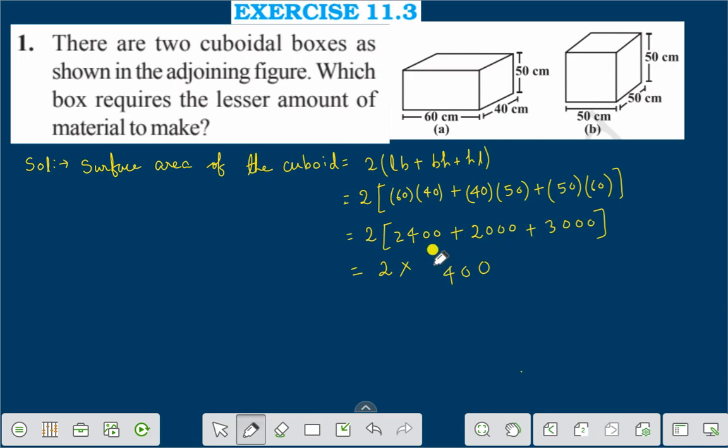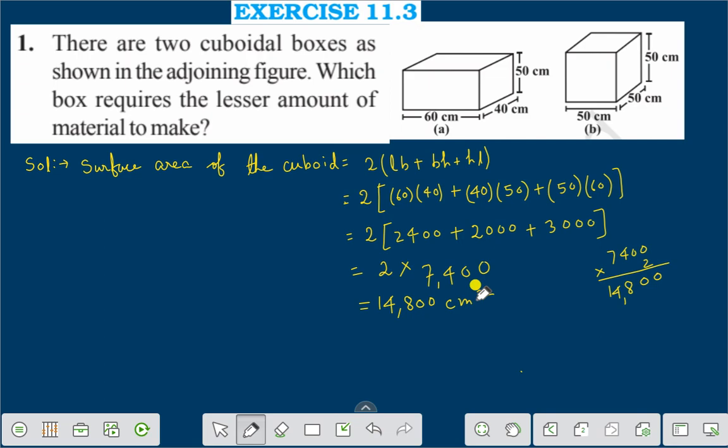2 into 7,400. If we multiply 7,400 into 2, then we are getting 14,800. Therefore, we are getting 14,800. The unit will be centimeter square. That is, the surface area of the cuboid is 14,800 centimeter square.